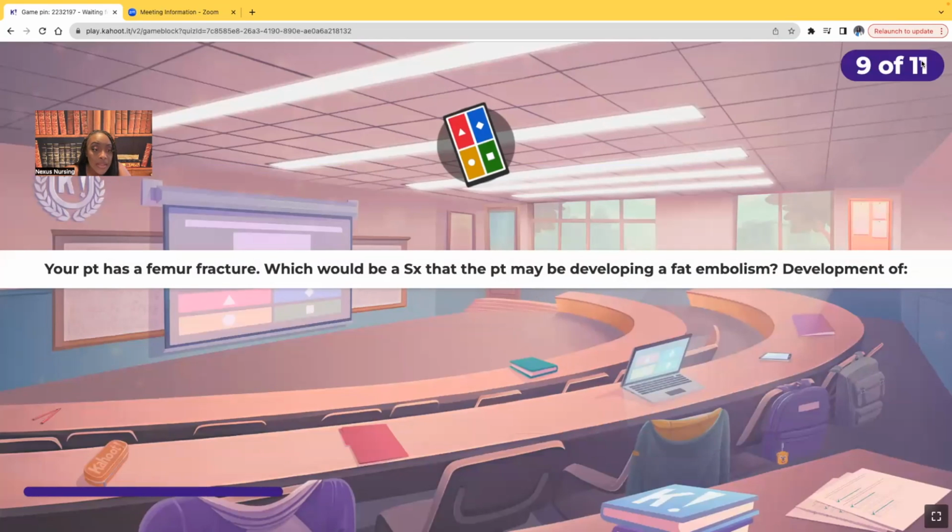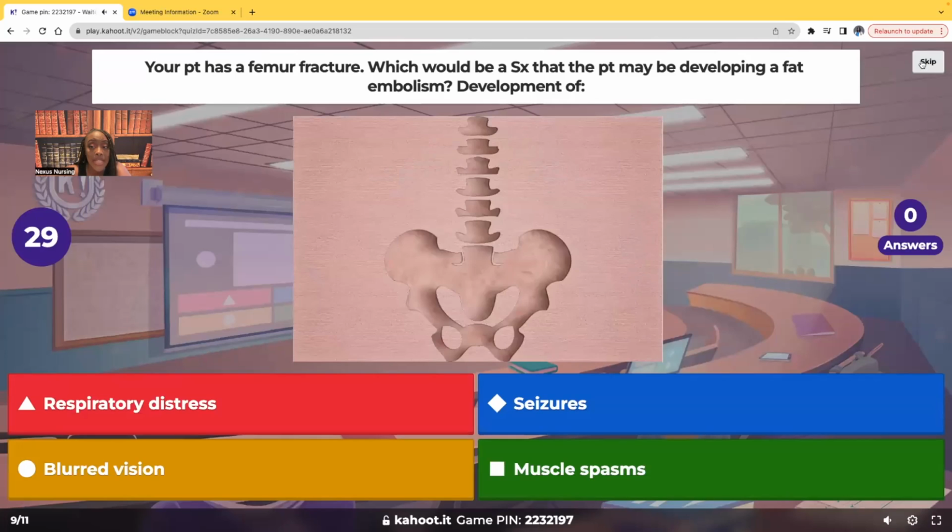All right, your patient has a femur fracture, which would be a symptom that the patient is developing a fat embolism. Would it be development of respiratory distress, seizures, blurred vision, or muscle spasms? Patient has a femur fracture, which will be a symptom that the patient may be developing a fat embolism.